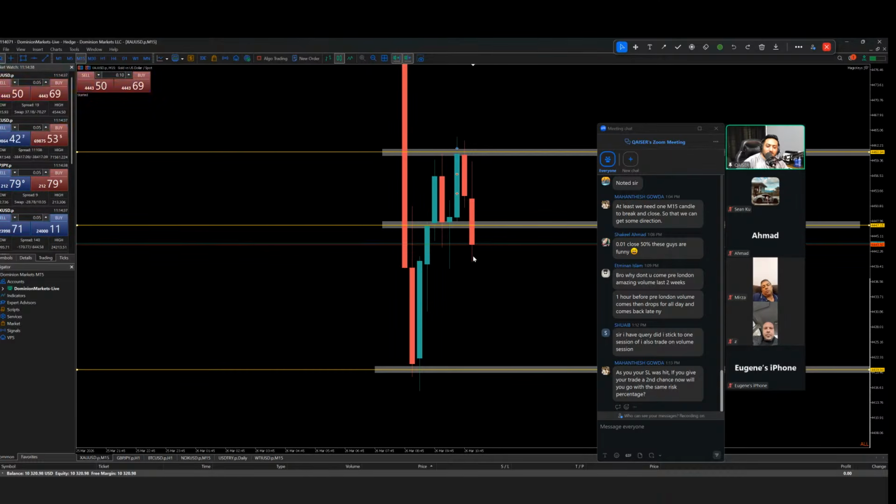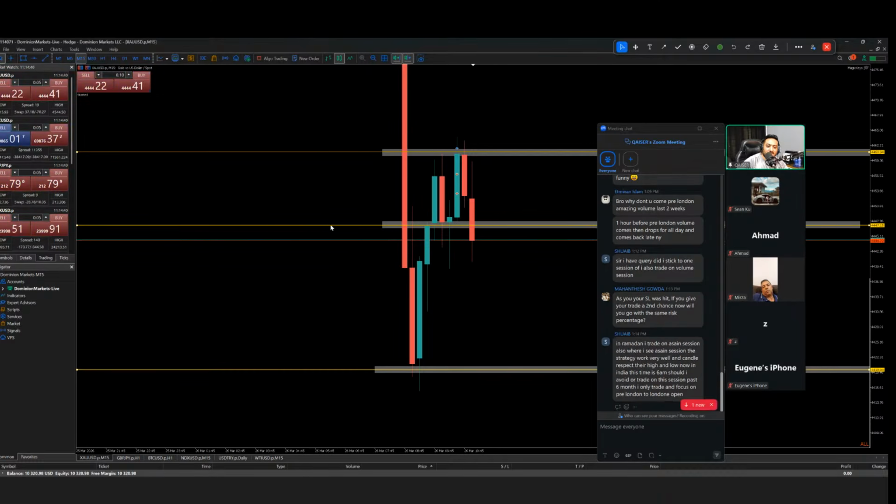So let's see if it's going to be closed in a bearish form. Just 20 seconds left.